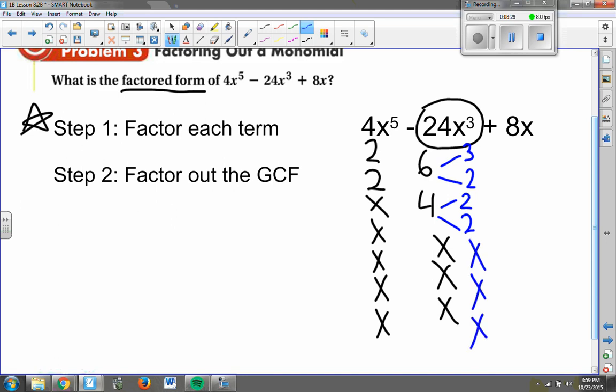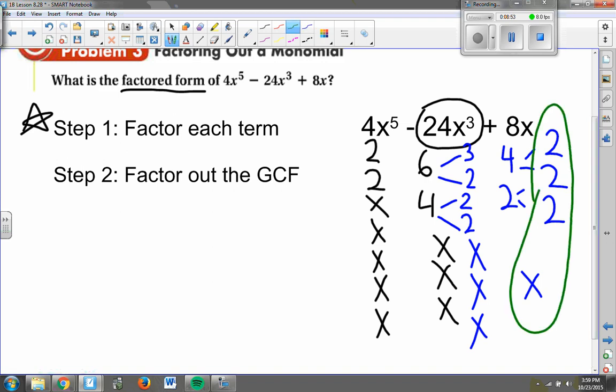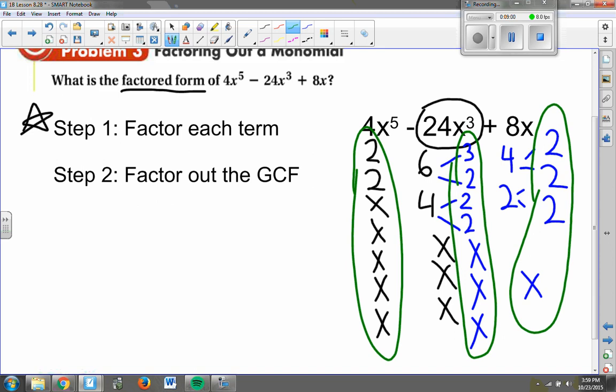Right? And then finally, 8x. I know there's just one x involved here. 1x. And for 8, I think I can factor that to 4 times 2, which I can then factor again to 2 times 2 times 2 times x. So here are my factored forms, my factored terms, I should say. Here they are, big long strings of things all multiplied together.